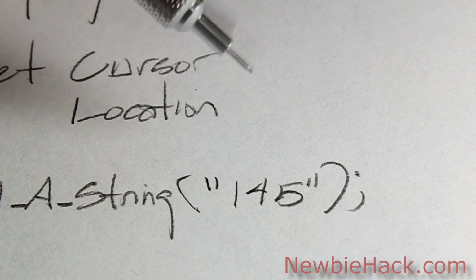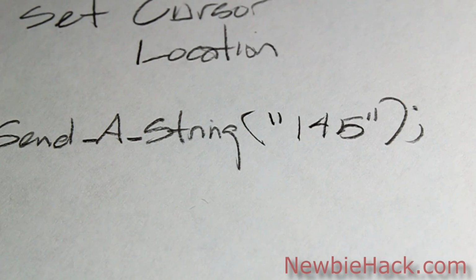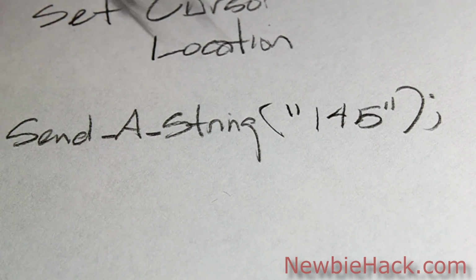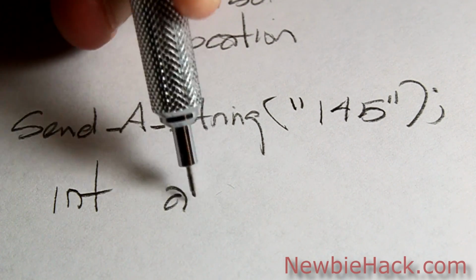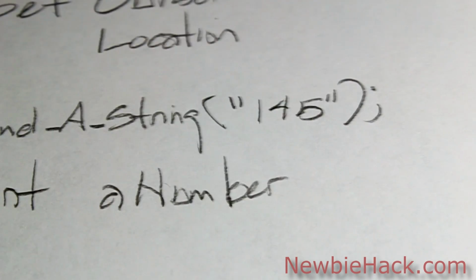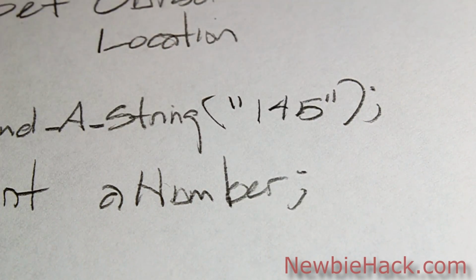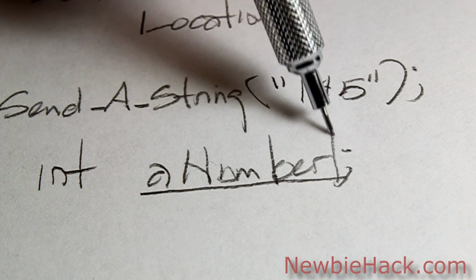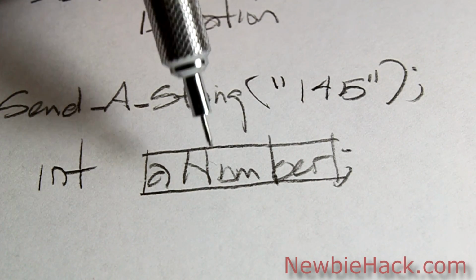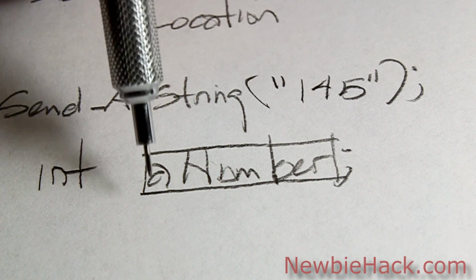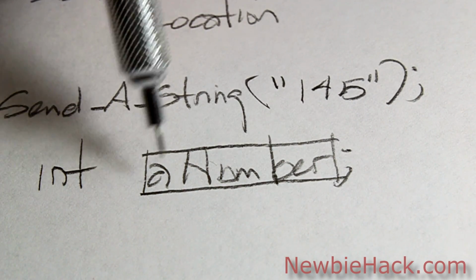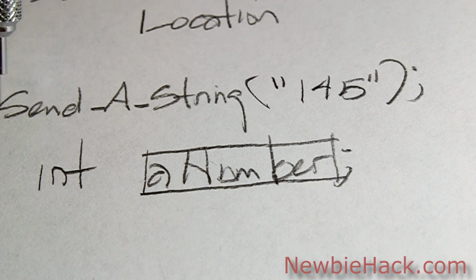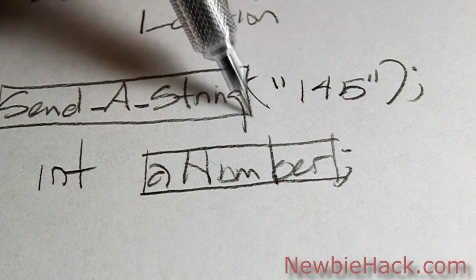But if the number that we wanted to display on the LCD was from a variable, let's say the variable is an integer, let's call it a number. And this integer, this variable, obviously, the variable itself can change. That's why it's called a variable. And if we wanted that number to be displayed on the LCD, we first have to convert that number into a string. So we can use this command to send it to the LCD.